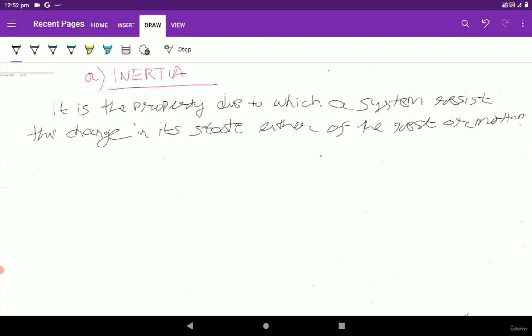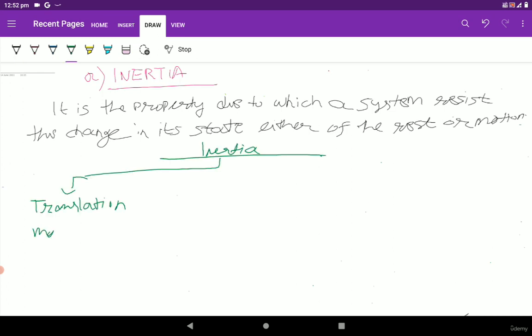So inertia is a property of the system, and it can occur due to two things. First one is due to translation mass, and second one is due to rotation.